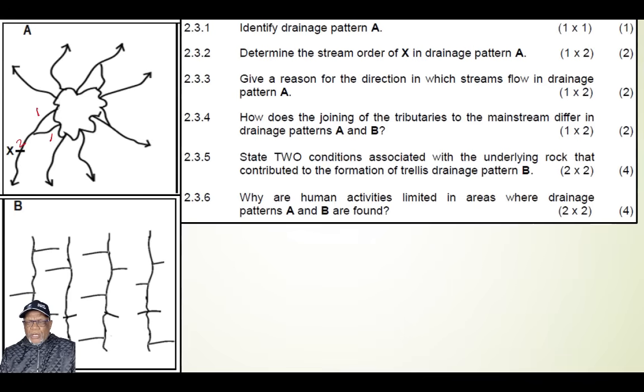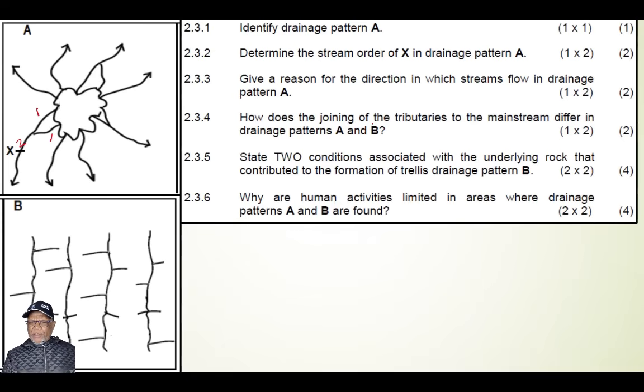The stream order there is stream order 2. Give reasons for the direction in which the streams flow in drainage pattern. The streams are flowing from the high-lying area. Give the reason. The streams are simply flowing from the higher lying area.